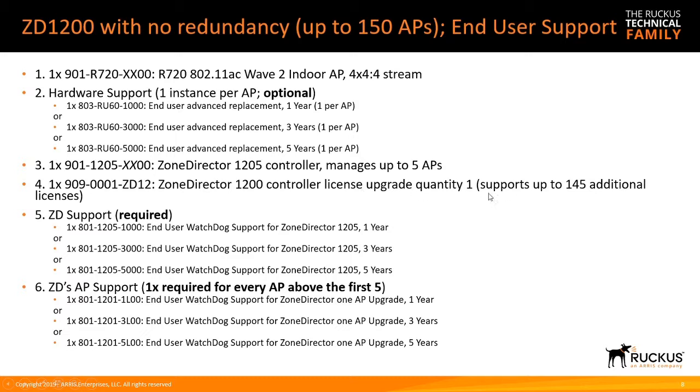So 801-1205-1000, 3000, 5000 for 1 year, 3 year, 5 year respectively. And then we need support on the AP licenses. So again, 801-1201-1L00, 3L00, 5L00 for 1, 3, and 5 years respectively. And these are end user support SKUs. Should you wish to have partner support SKUs, they're very similar. You can find those in the price list.